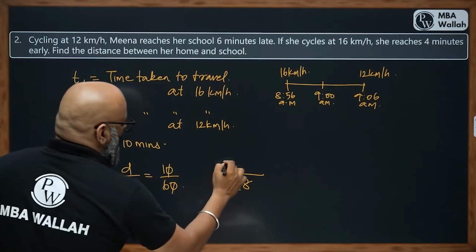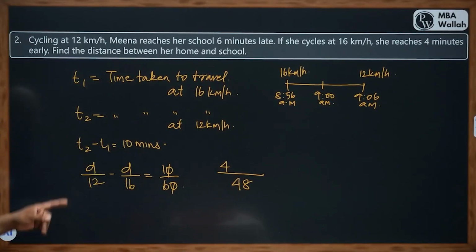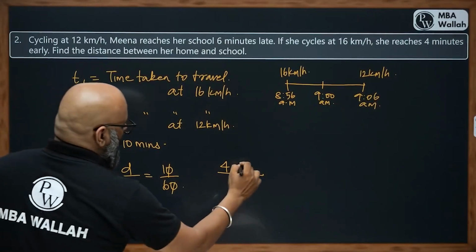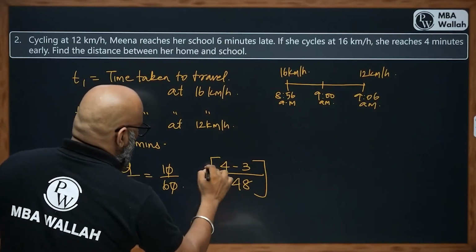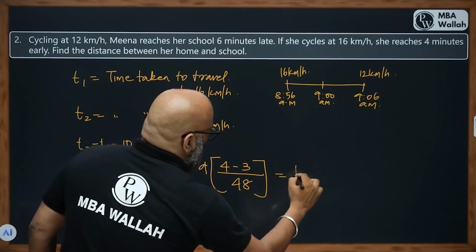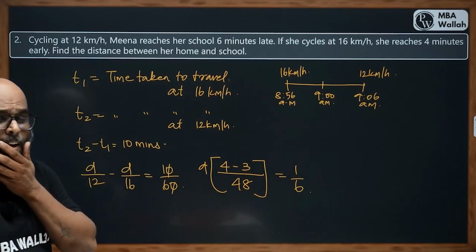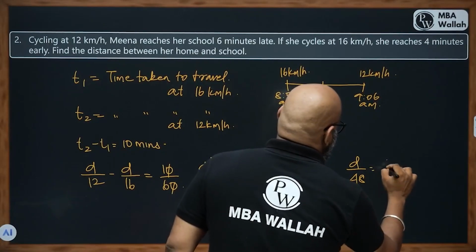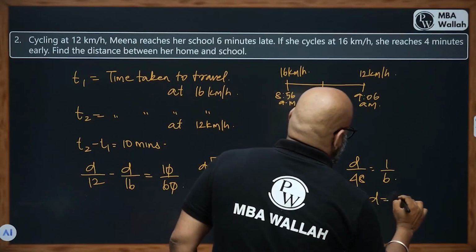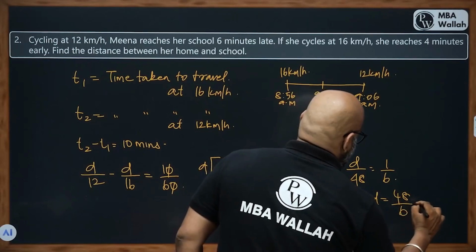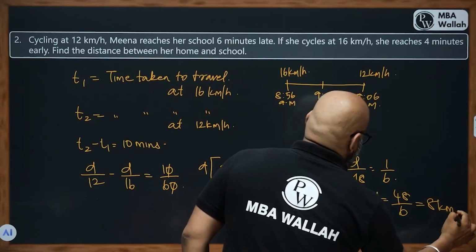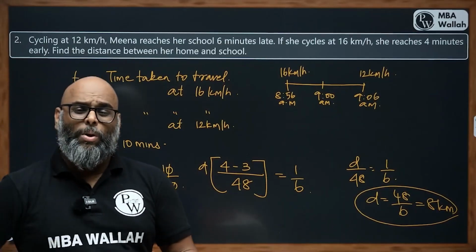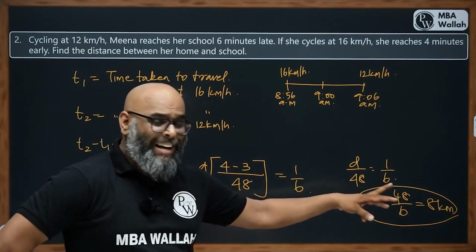4 times 12 is 48, so 1 into 4 would be 4, minus 3 times 16 is 48, minus 3. I'm taking the d common out here. This is equal to 1 by 6. So 4 minus 3 is 1. I can say d by 48 is equal to 1 by 6, or d is equal to 48 by 6. That will be 8 kilometers. And that will be our answer. So the distance between the school and her home is going to be 8 kilometers.